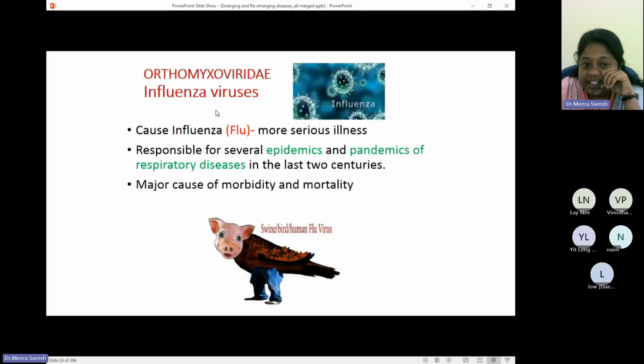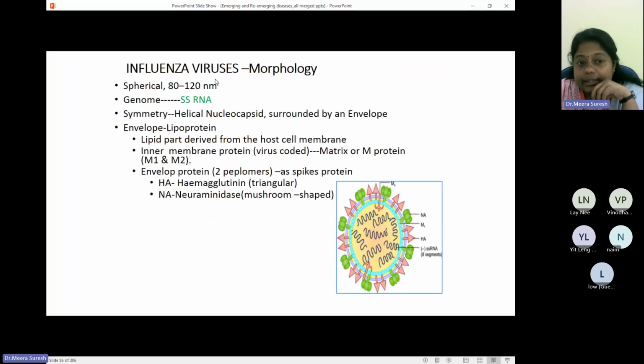So starting with the influenza virus, which belongs to the category of orthomyxoviridae, it causes influenza, which is very serious, and this has caused several epidemics and pandemics of respiratory diseases. It is a major cause of morbidity and mortality. We have swine flu, bird flu or the avian flu, and also the human flu type. Then regarding the influenza virus morphology, I don't think you have to study this in detail. I just kept it over there.